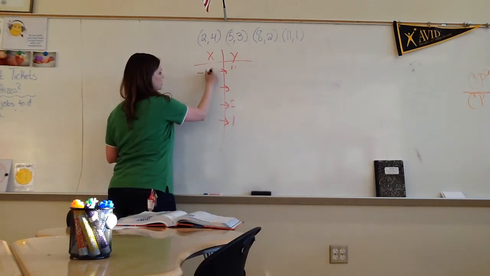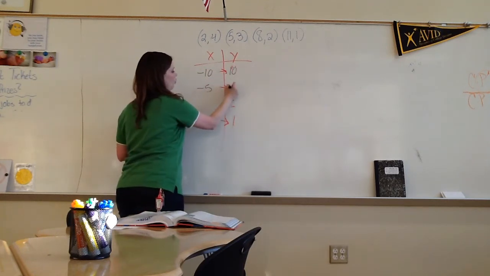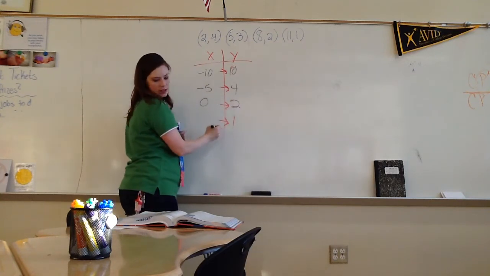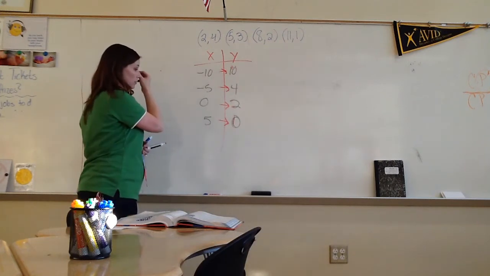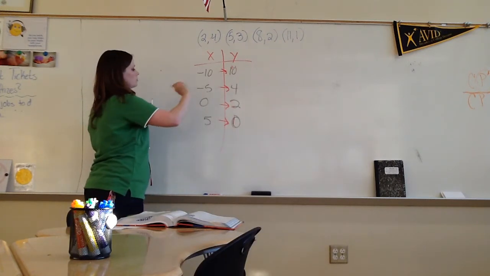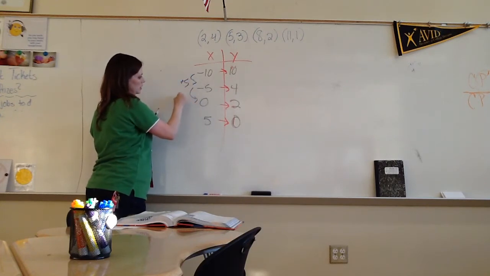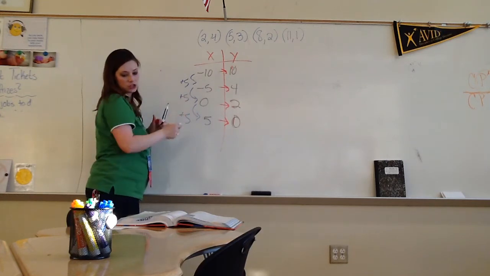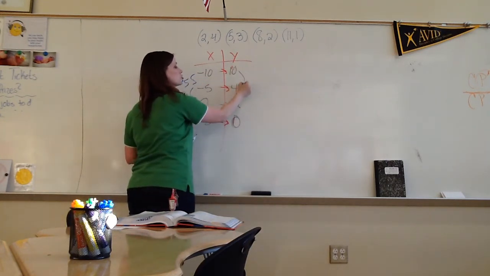So what if I had negative 10, 10, and then negative 5, 4, and then 0, 2, and then 5, 0. Okay? From there, I can look at it and see, well, this is plus 5, this is plus 5, and this is plus 5. So that's a constant change. Great. But now we have to look at the y side. It's got to be a constant change too.